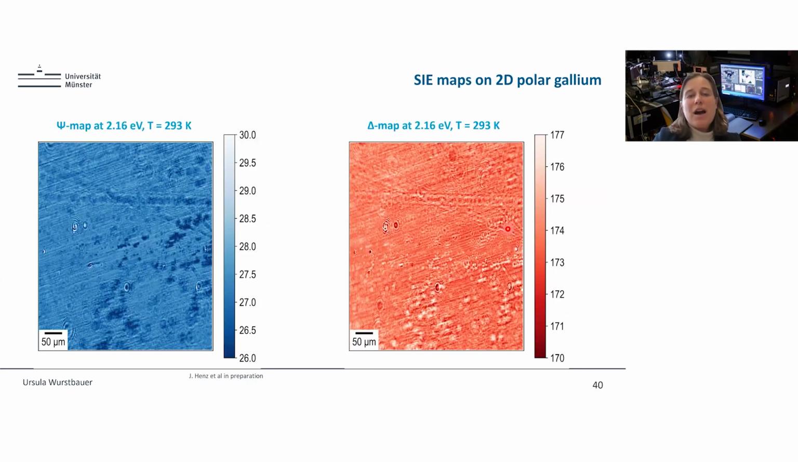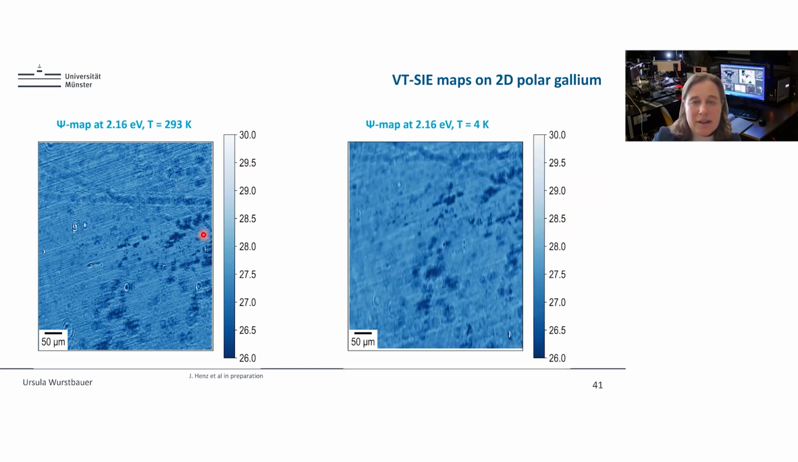Let me show how this structure looks locally. That's now a psi and delta map at room temperature firsthand. You see first of all the terraces, which can be nicely visualized, but you might also see that there are some regions which are not intercalated, and some scratches. Those are markers which help us to align, because if we compare room temperature versus the measurement at 4 Kelvin, we get the identical structure.